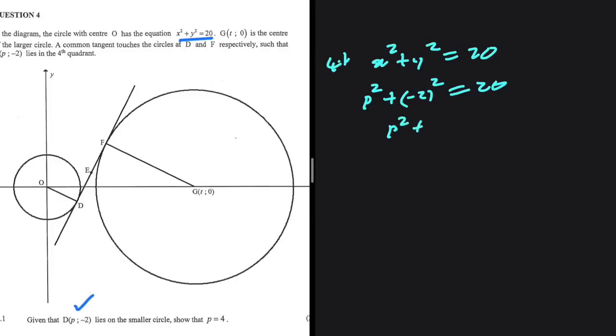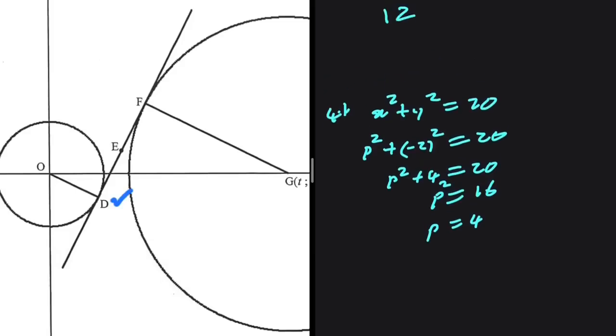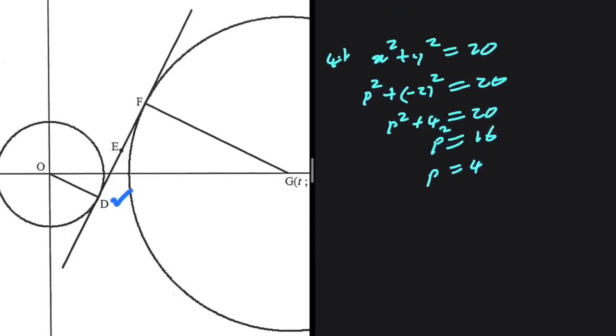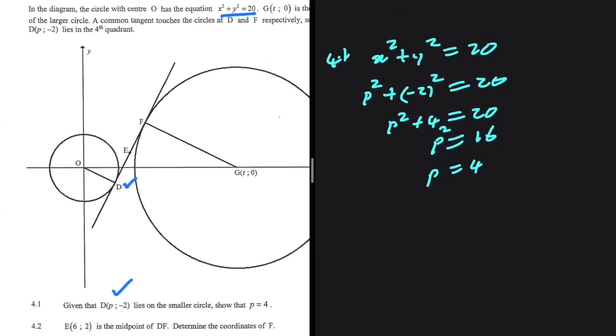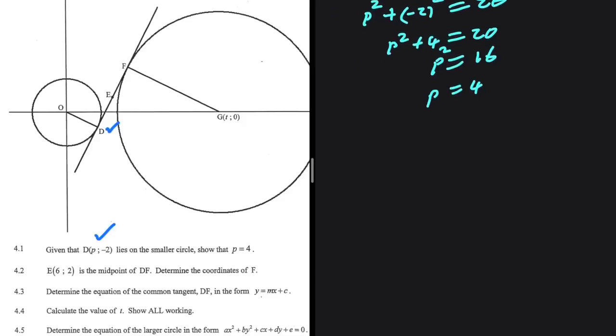P squared plus 4 is equal to 20. P squared is equal to 16. So P is equal to 4. Okay, P can be equal to 4 or -4. But as we can see, the x value of D should be positive. So that's why we're saying that P is equal to positive 4 and not -4. No trickery there whatsoever, just basic stuff.